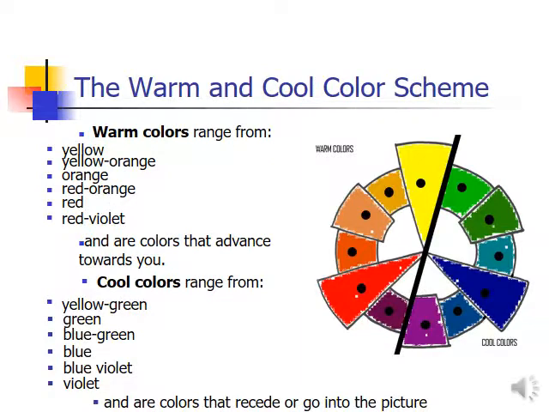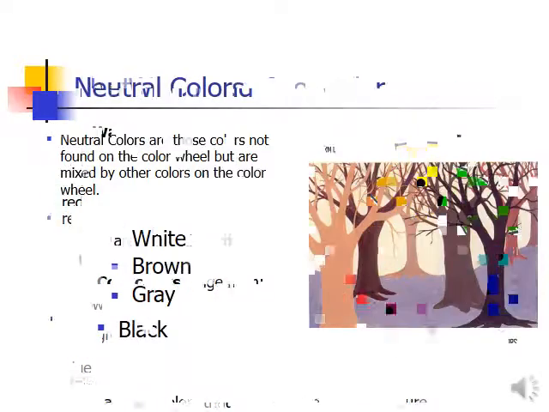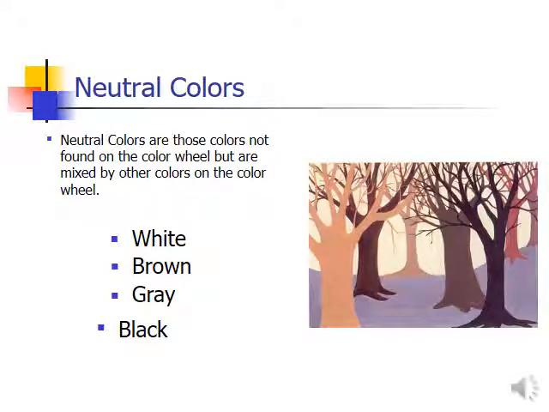We will talk about the warm and cool colors. The warm colors range from yellow, yellow orange, orange, to red violet, and are colors that advance towards you. We have the neutral colors. The neutral colors are those colors not found on the color wheel, but are mixed from other colors on the color wheel, like brown, white, gray, and black.